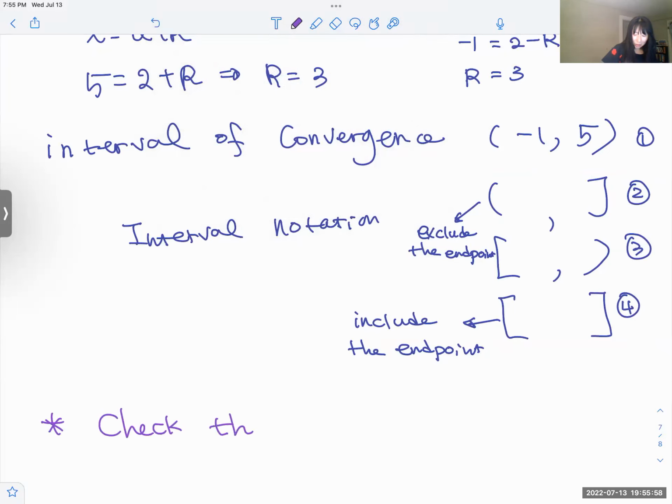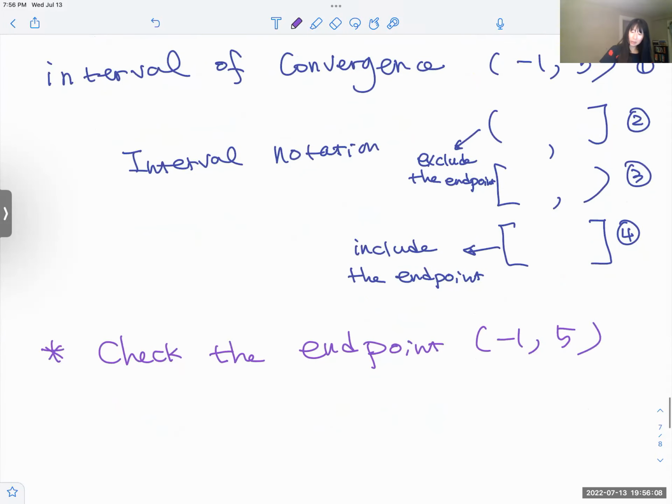Check the endpoints, -1 and 5, okay. All right, so this means when x equals -1, sorry, then how do we check? We just substitute x equals -1 into the series, okay? Then we check whether it still converges or diverges. If it still converges, we say that this is in the interval of convergence, okay?